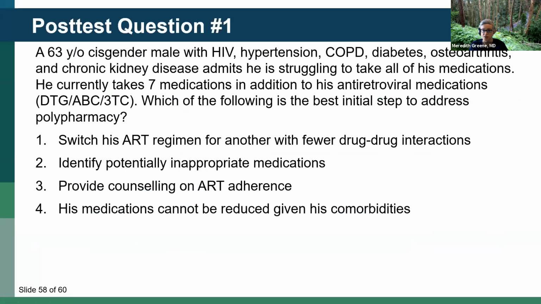Again, this is a 63-year-old cisgender male who has HIV, hypertension, COPD, diabetes, arthritis, and chronic kidney disease, who's struggling to take his meds. He's taking 7 plus his antiretroviral. Which of the following is the best initial step to address his polypharmacy? Is it switching his ART regimen? We know dolutegravir maybe has fewer interactions, although not 0. Is it identifying potentially inappropriate medications? Is it counseling on ART adherence, or is there nothing you can do, since he has so many comorbidities?